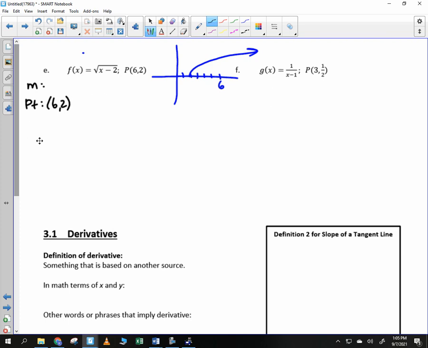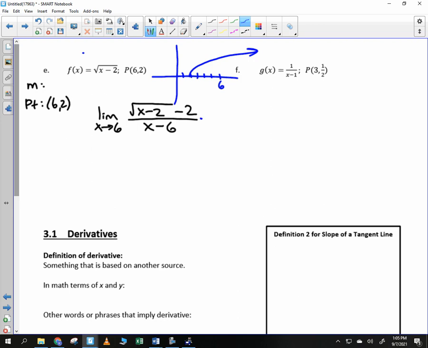So let's see if we get this. I'm looking for the slope. I have the limit. As x approaches what? 6 of square root of x minus 2 minus 2 all over x minus 6. Oh no, looks challenging, right? Have we already prepared you for this moment? Yes. I don't know how to isolate the x minus 6, so what do I do? When you don't know how to do the math, you do the Spanish.